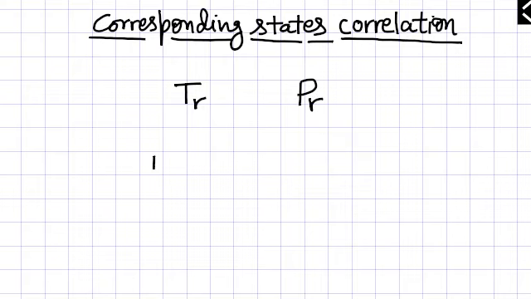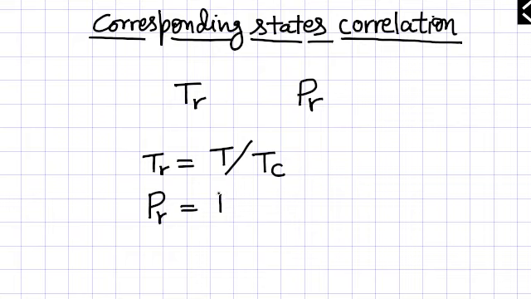The formula was, if you want to calculate the reduced temperature of a fluid, take the current temperature of the fluid and divide it by the critical temperature of that fluid, and you will get the reduced temperature. In the same way, the reduced pressure is the current pressure of the fluid divided by the critical pressure of that fluid.